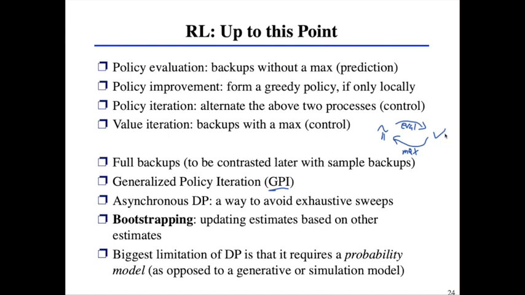So that's the end of my screen. Right, so we've got this loop of generalized policy iteration where we're kind of improving our policy by using our estimates all the time.